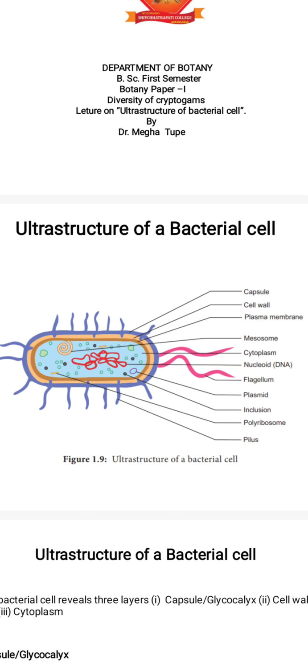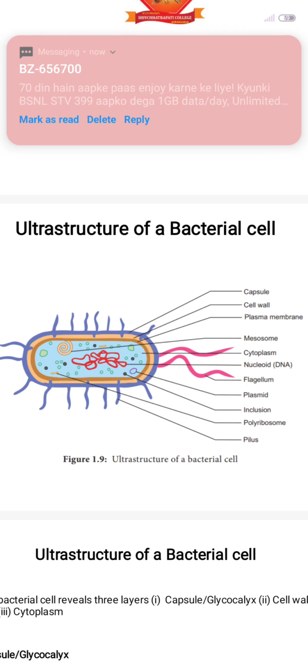The outermost layer is called capsule. Inner to that there is the cell wall. Inner to the cell wall there is the plasma membrane. Again, a folded structure is there, that is called mesosome. Inside the cytoplasm there is the nucleoid, that is DNA, which is present in suspended form. Again, plasmid is there, that is extra chromosomal material. Again, some inclusions are there, polyribosomes are there.